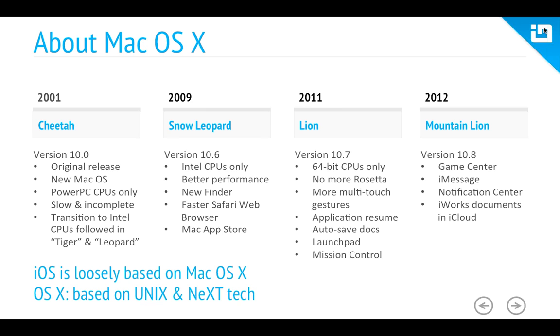In 2011, Lion was introduced. This one only supported 64-bit CPUs. The Rosetta technology that allowed you to run old PowerPC apps on an Intel machine went away, so at this point it was only Intel-based applications. It introduced better things like multi-touch and application resume. A lot of the technologies we see on tablets, like the fact that we don't have to save our documents, and we don't have to think of an application as quitting or starting it. It's always there, and when you bring it back, it comes back to the state it was in. A lot of these things started showing up in Lion.